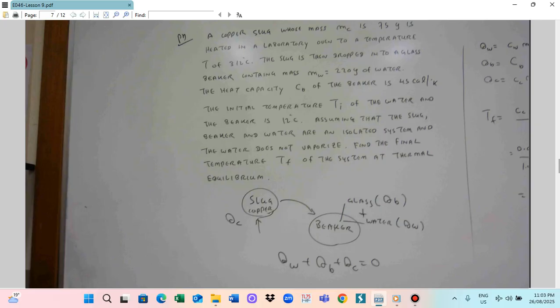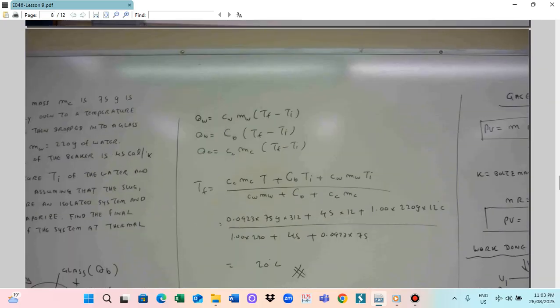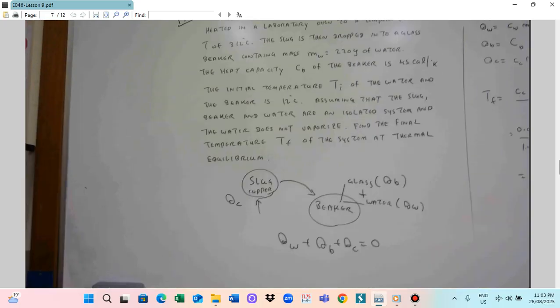When we drop the slab into the beaker, the temperature will be lower. Heat will be lost by the slab, and it will equal the heat gained by the beaker. The beaker is really glass plus water, so three things happen. The slab is a copper slab: the copper slab loses heat, while the beaker and the water gain heat. All of them reach thermal equilibrium, so the sum is equal to 0.